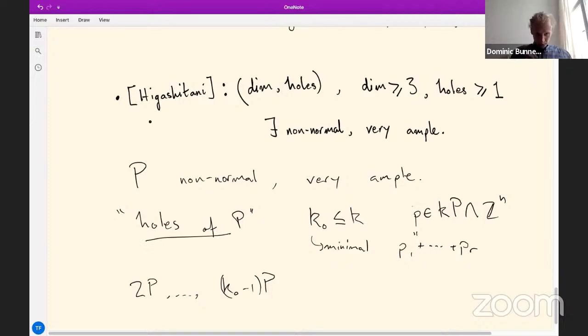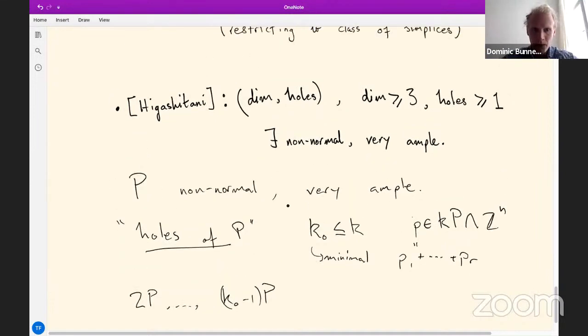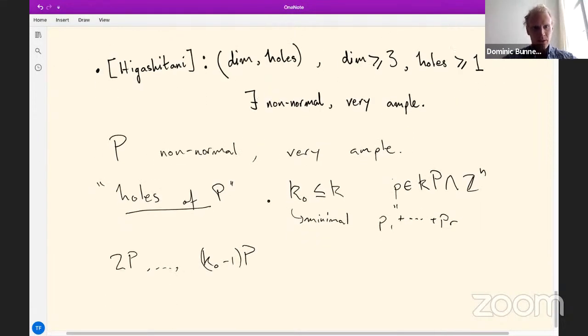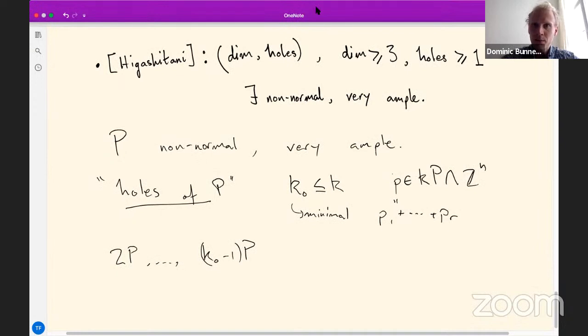And it was shown, I think in 2013 when the paper came out, that so long as the dimension is greater than 3, and we take the number of holes to be any number, then there always exists a non-normal but very ample polytope with exactly this many holes. So there's a construction where you can cook up these examples. Right. So then, if there are no questions, I'll move on.